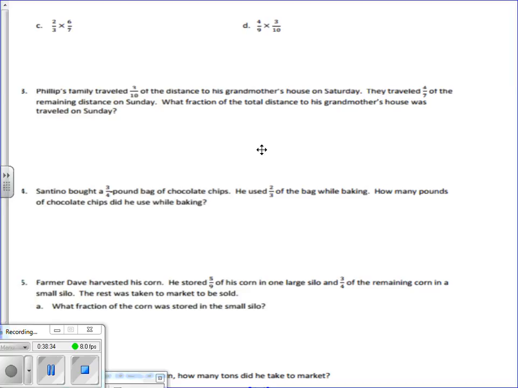2/3 times 6/7. First thing you're going to do is mush them together. Now, when you simplify, you don't simplify on the same level. Like 2 and 6, yes, I know they have something in common, but they're on the same level, so you can't mess with those. It has to be a top and bottom thing. But 6 and 3, good eye. 6 and 3.